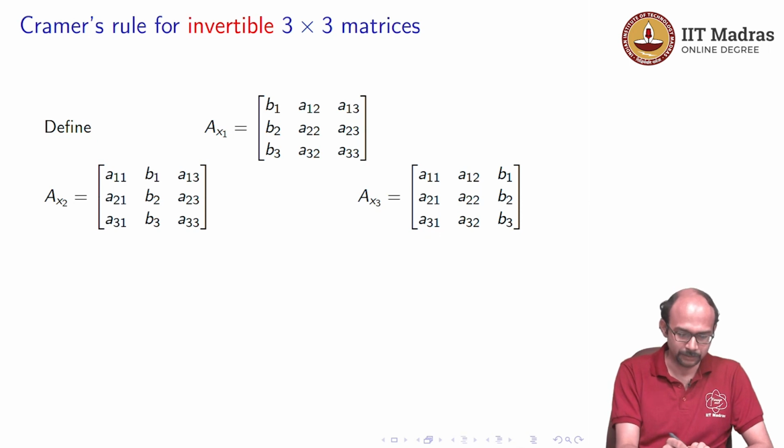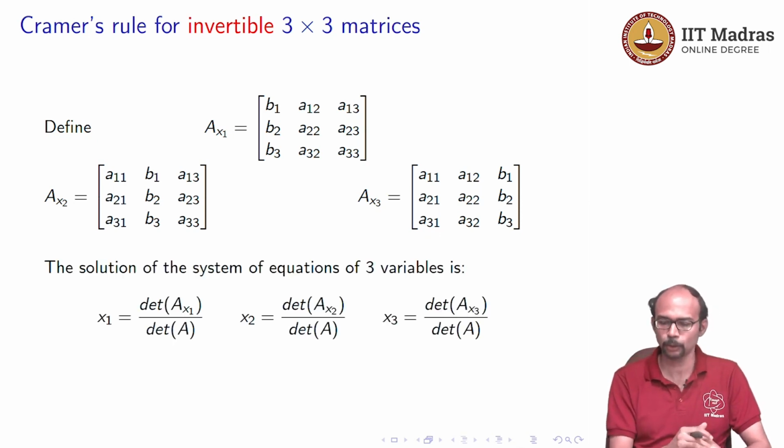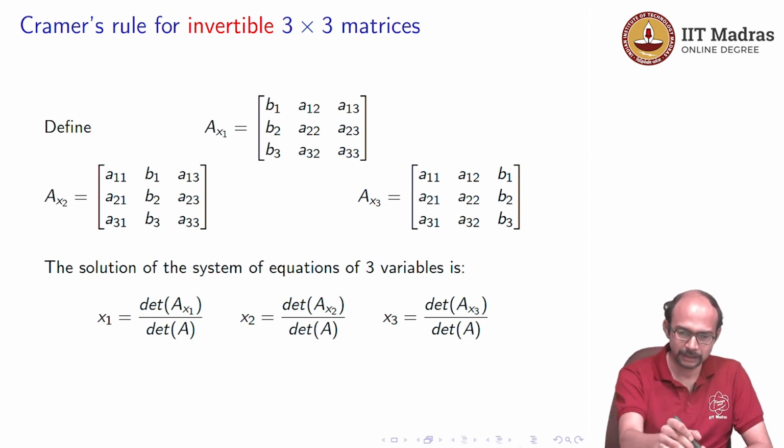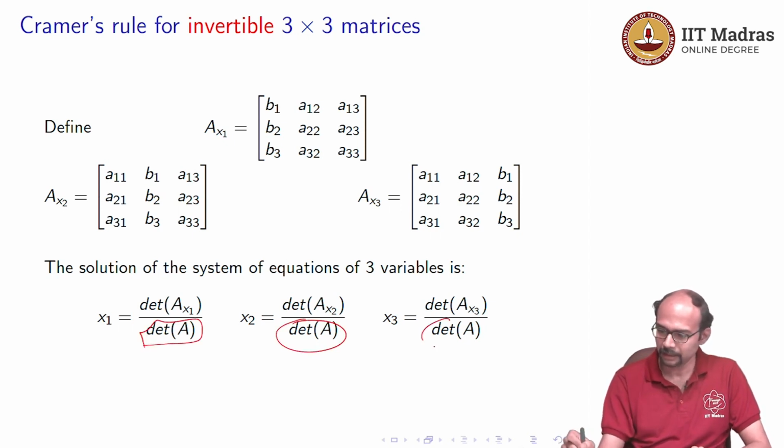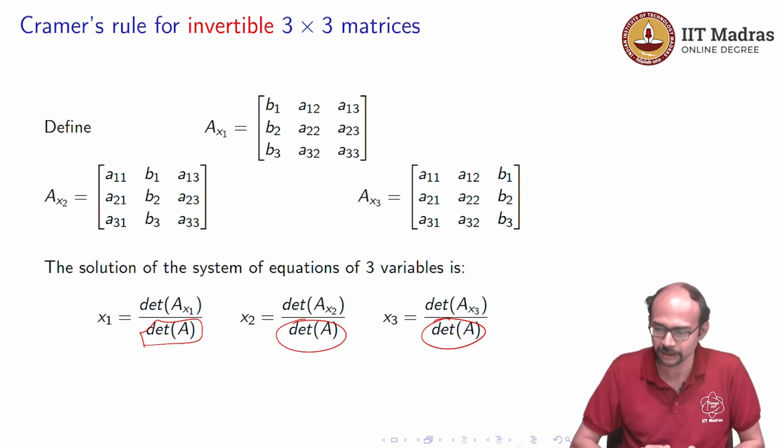Okay, and then how do we get the solution? So, the solution, meaning again it is unique, of the system of equations that we saw is x1 is determinant of A subscript x1 by determinant of A, x2 is determinant of A subscript x2 by determinant of A, and x3 is determinant of A subscript x3 by determinant of A. Again, very important is that the determinant here must be non-zero, otherwise of course we can't divide, and assuming that A has an inverse ensures this, or explicitly we can say that determinant of A is non-zero.